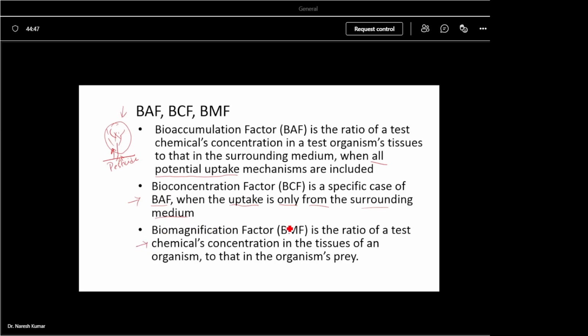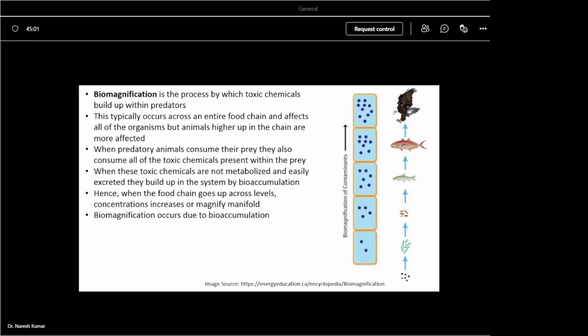Biomagnification factor means the ratio of a test chemical's concentration in the tissues of an organism to that in the organism's prey. Now, biomagnification means movement of that pollutant from one trophic level to another trophic level. This will help you to understand what we are referring to. Biomagnification is a process by which, yes.